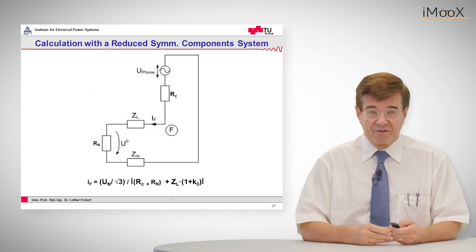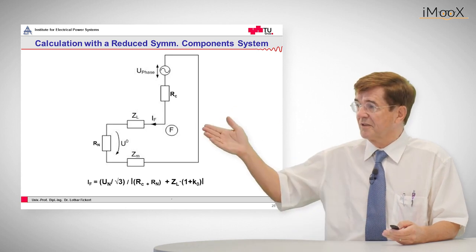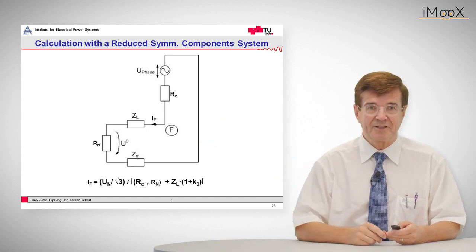To redraw this physical path to make it more compatible with this reduced symmetrical component system, we have the same circuit, and the value of course is unchanged.